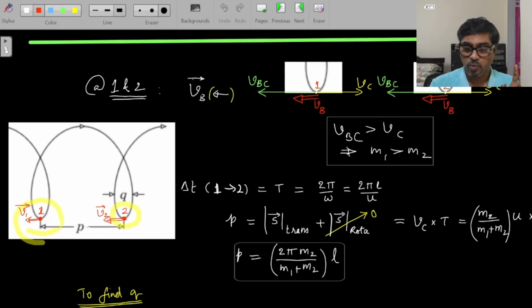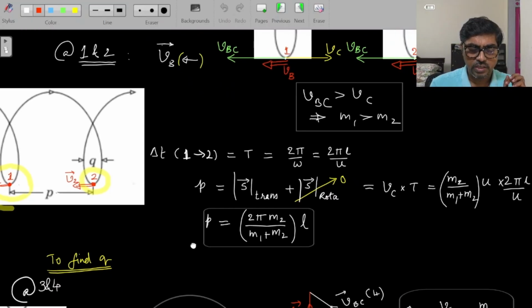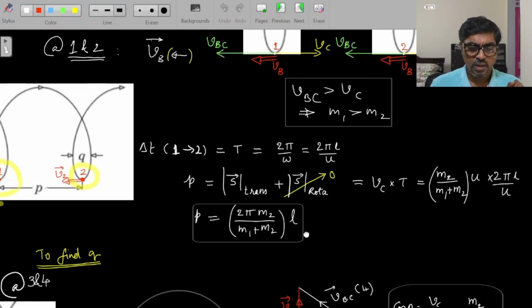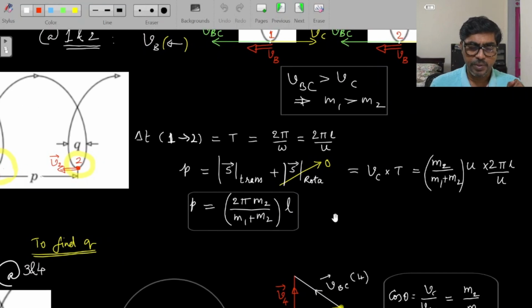That is the question. The first question they were asking: which of them is heavier? A has more mass than B. Now let us go on further. I want you to get an intuitive idea also, whether we can get it in a simpler way, a very simple logical way to say that M1 is more than M2. Think about it. There are some interesting ideas that may come up that way. Now let me go on to finding P.